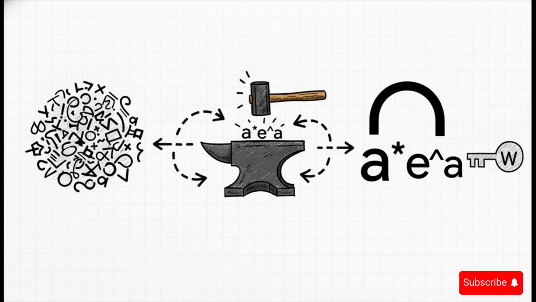Right now, our equation doesn't look anything like that lock. It's just a lump of metal. But our job is to become a blacksmith. We have to heat it up, hammer it, and forge our equation until it perfectly matches the shape of that lock. Because once we do, the Lambert W function is the one and only key that fits, and it's going to unlock the whole thing for us.